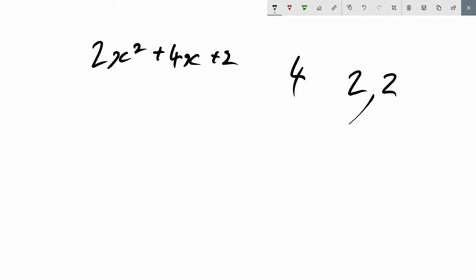So 2 over 2 is going to be 1. So I'm going to have 1 in both brackets. So I can just say it's x plus 1 squared and then put the a value at the front. And I'm done.